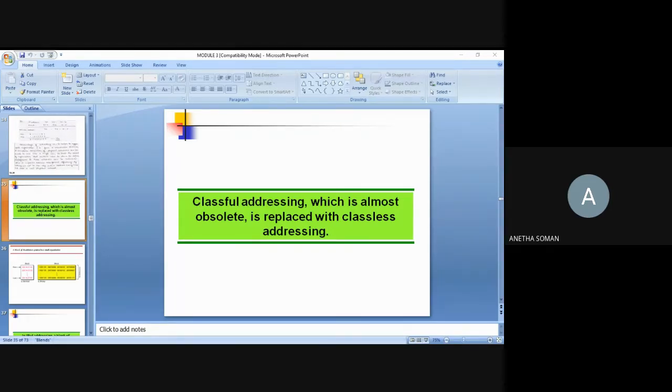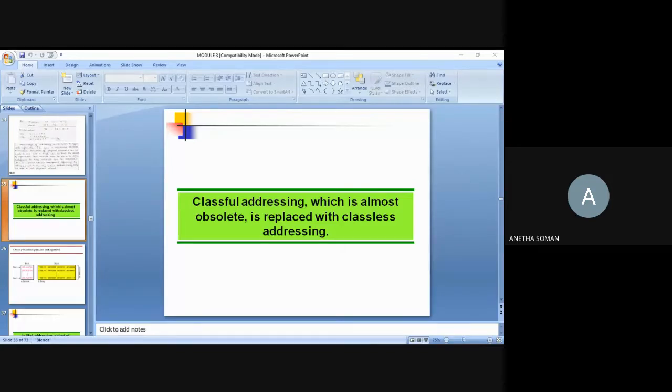So classless addressing means you have variable length blocks. When you compare classful and classless, in classful you have fixed blocks, so many of the addresses were wasted, or it was not satisfying the needs of the organization. All of that was overcome in classless addressing, where you have variable length block divisions.